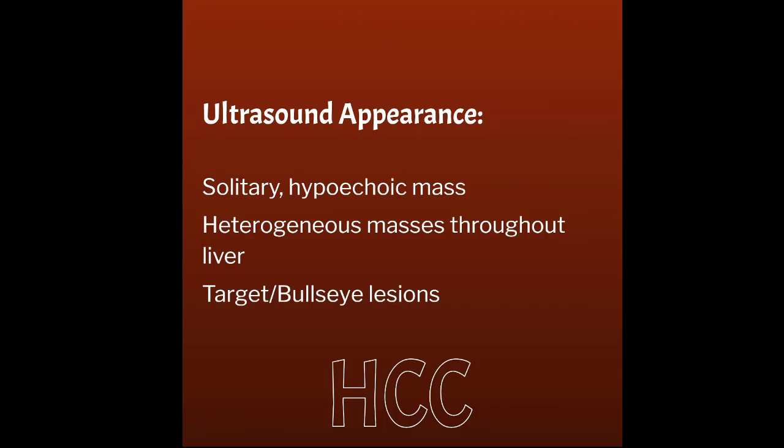On ultrasound then, we are going to see typically a solitary hypoechoic mass. We might also see heterogeneous masses throughout the liver. And they might also take on a target bullseye appearance. So HCC does not have a one true and tried way of appearing on ultrasound. So again, any lesions that we see within the liver typically need to be biopsied to confirm a diagnosis.